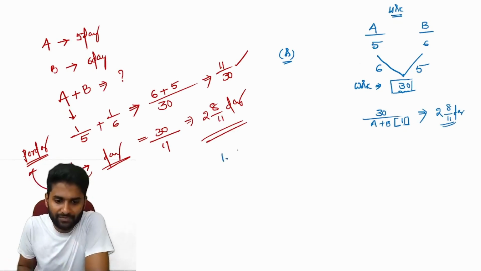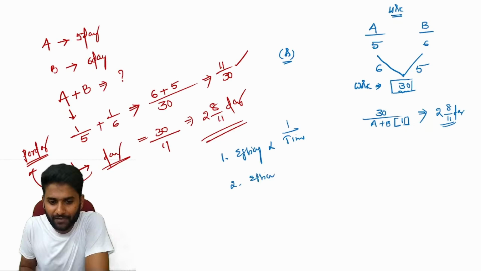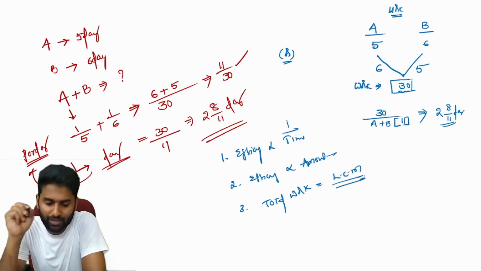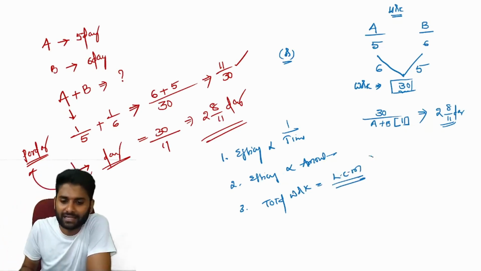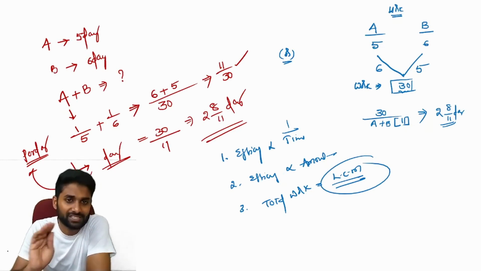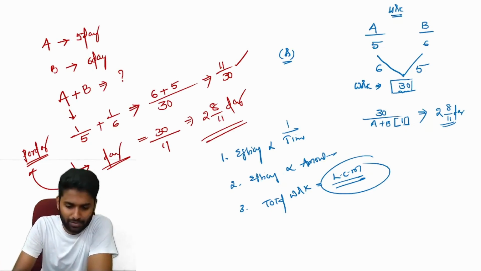Now let me repeat the main information. Efficiency is inversely proportional to the time, and efficiency is directly proportional to the amount. And the third important point for reference, guys, total work. For total work, if you go through the comparison, you can use the L.C.M method. See, for total work, we have to assume one value. For better calculation, use this method. So this is the basic information you require to solve any questions in the time and work concept. Let's start with the basic examples to understand this.